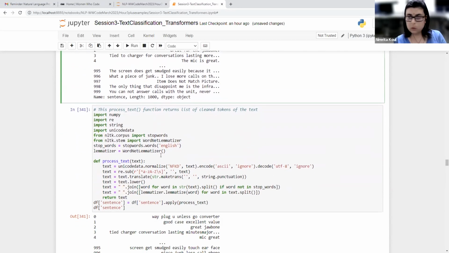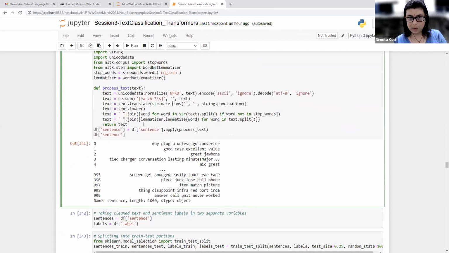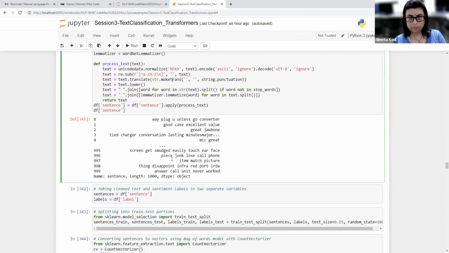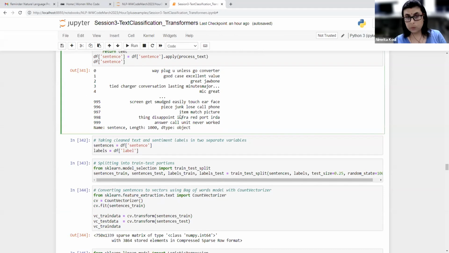Then, as usual, we'll do some text pre-processing on this data. We are removing all non-ASCII characters. We are removing anything which begins with a digit. We are removing the punctuation marks, converting to lowercase, removing the stop words, and lemmatizing all the words. This is the pre-processing we do on this data set. After the pre-processing is applied to all the reviews in my data set, this is the data that is left. So all the stop words have been removed, all non-ASCII characters have been removed, and so on. Now this is our cleaned pre-processed data.